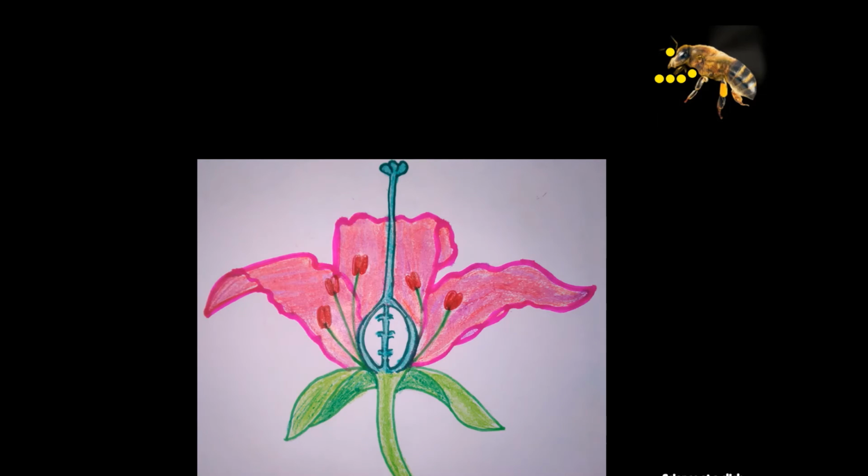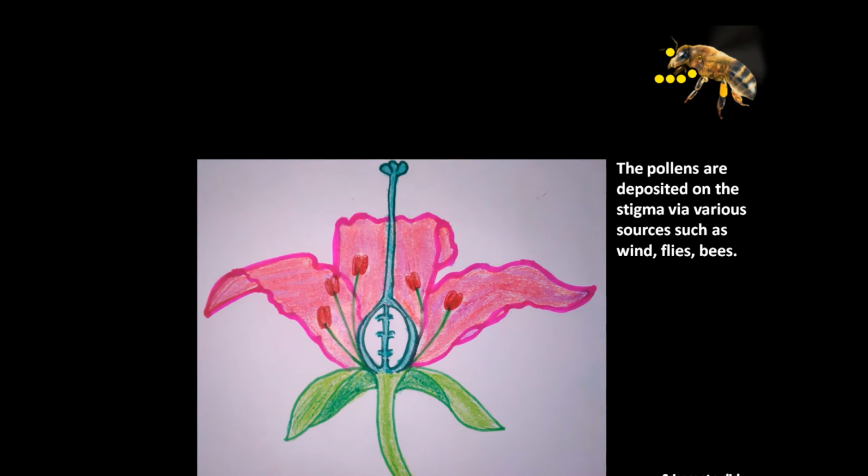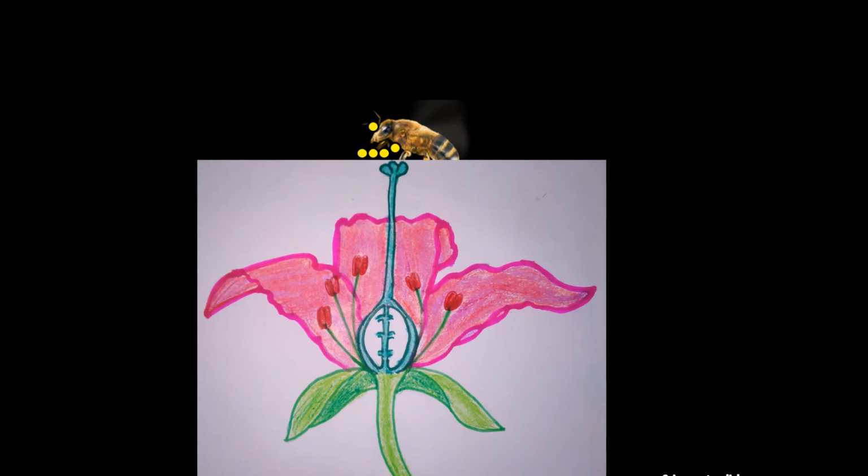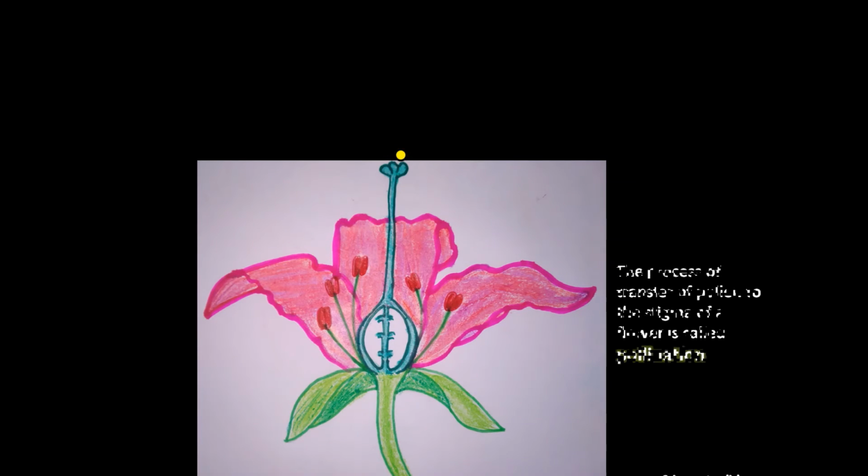Fertilization. In fertilization, the pollens are deposited onto the stigma of the flower via various sources such as wind, flies, and bees. In this video, I'm considering honeybee to be the source. The honeybee in the collection of nectar goes from one flower to another. In this process, the pollen grains get stuck to their body and unknowingly when they travel to other flowers, the pollens are deposited onto the stigma of the flower.